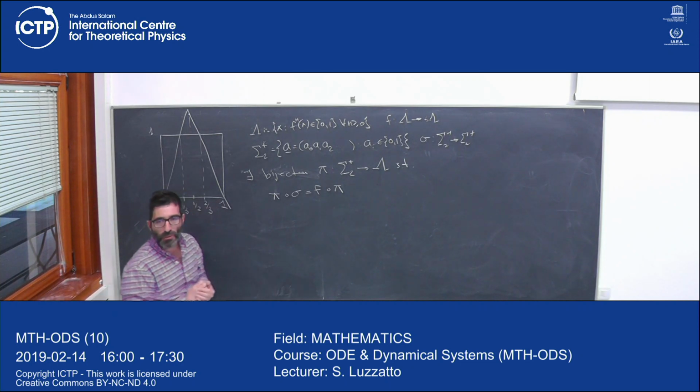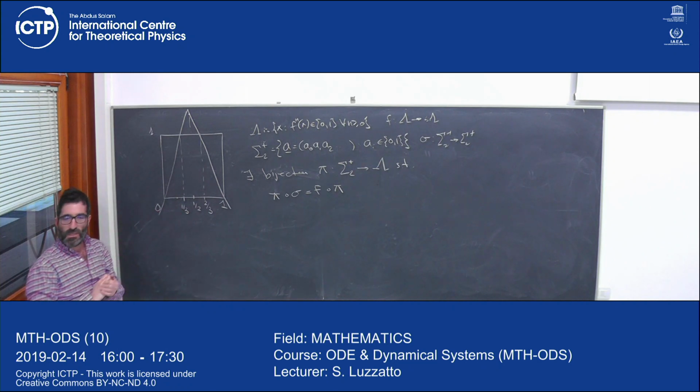What about Sigma 2 plus? What's the topology we can put on this? Have you ever seen this? Topology, the product topology, because it's a product of discrete topologies or something like that. But we can also borrow it from Lambda by this bijection. We can define a subset of Sigma to be open if and only if its image is open.